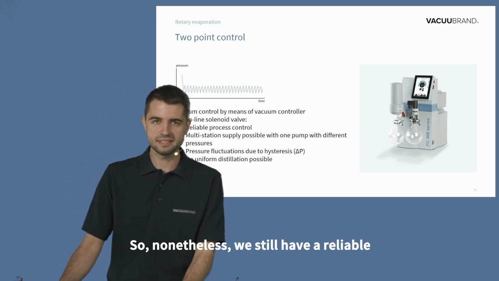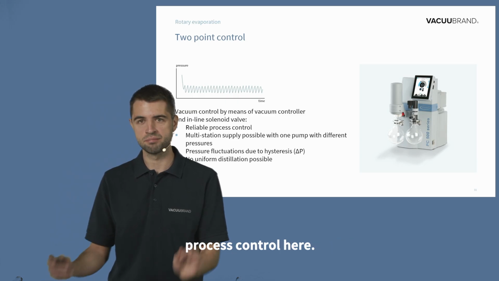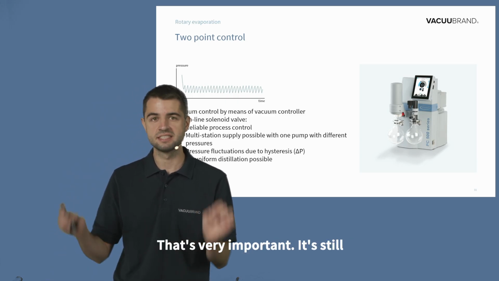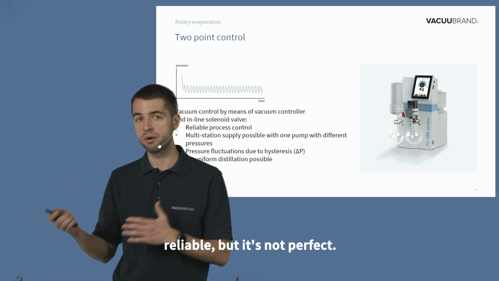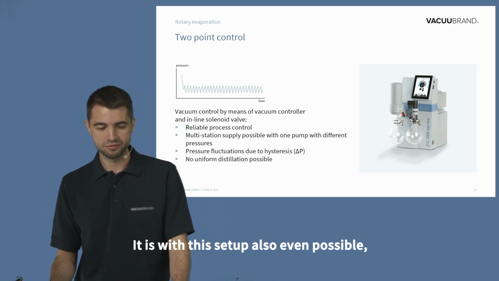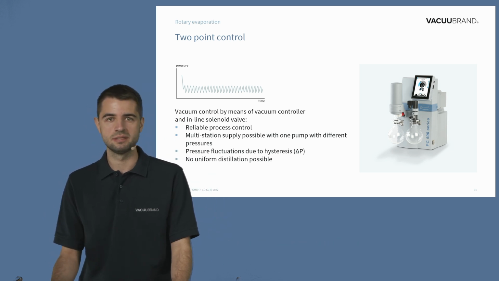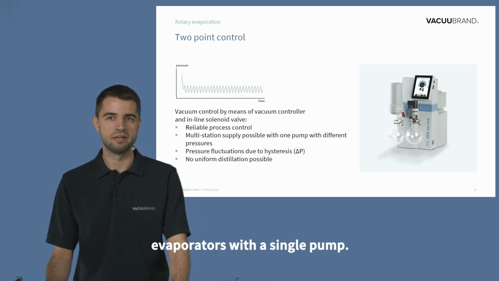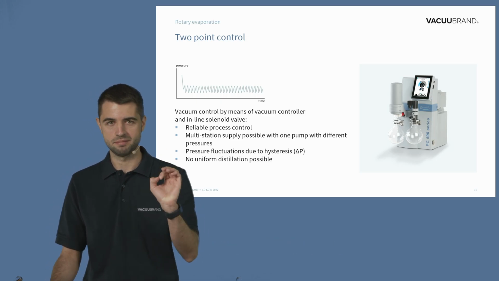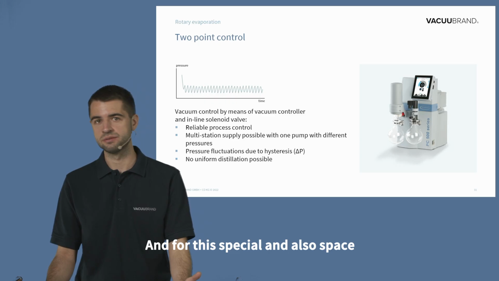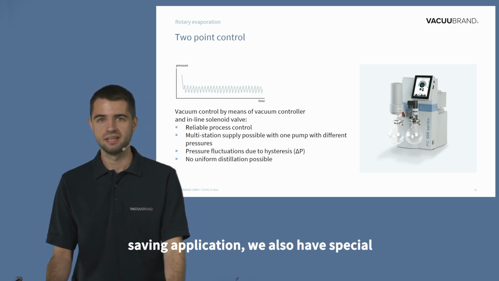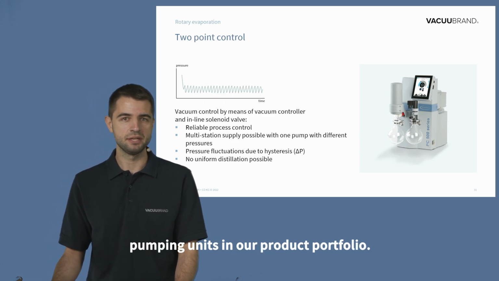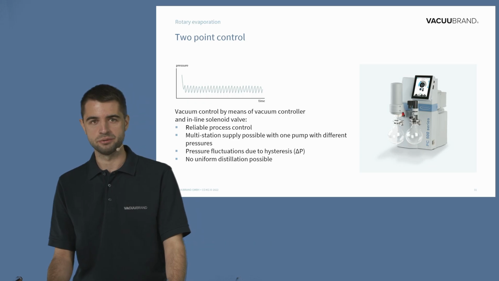So, nonetheless, we still have a reliable process control here. That's very important. It's still reliable, but it's not perfect. It is, with this setup, also even possible, and that's very special, to supply several rotary evaporators with a single pump. And for this special and also space-saving application, we also have special pumping units in our product portfolio.